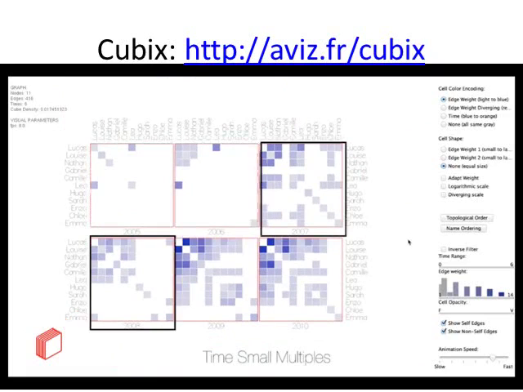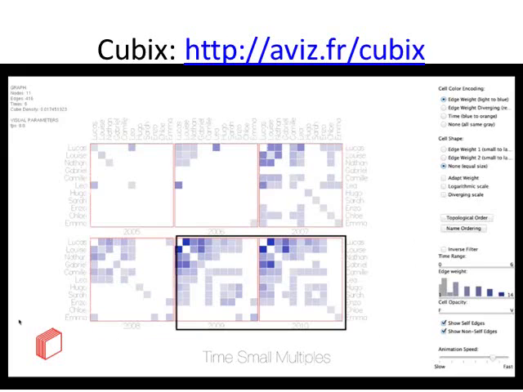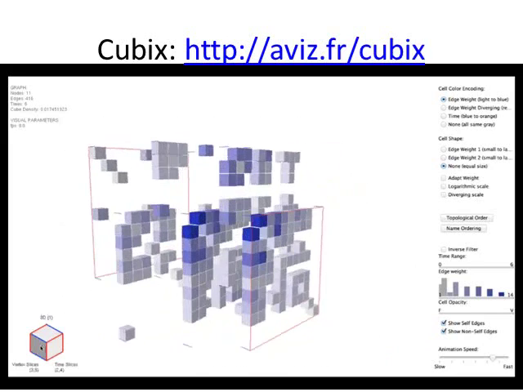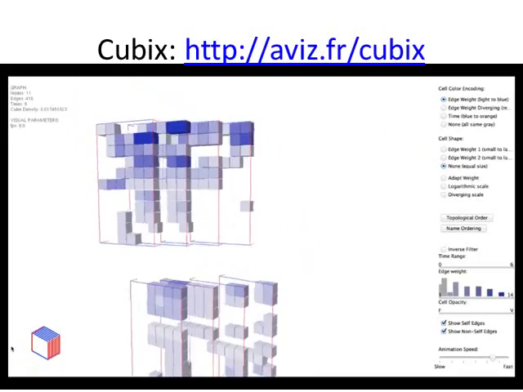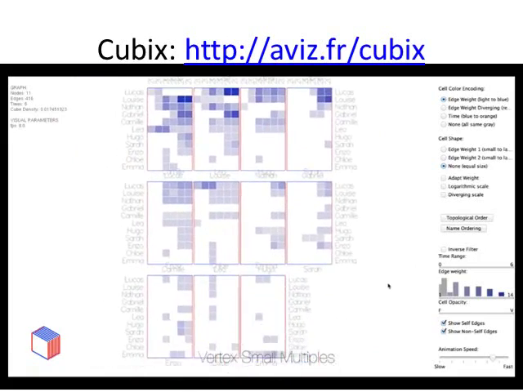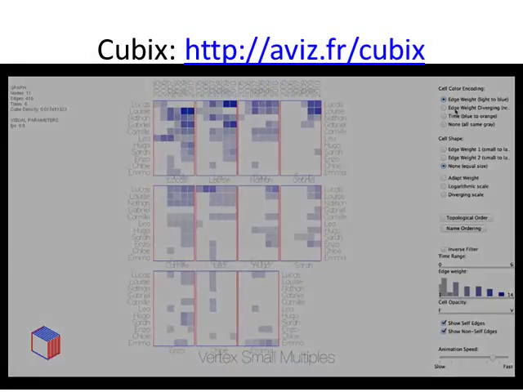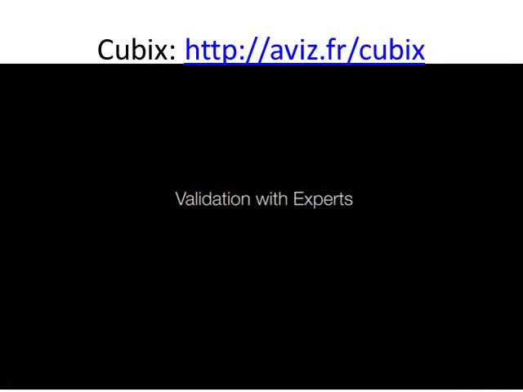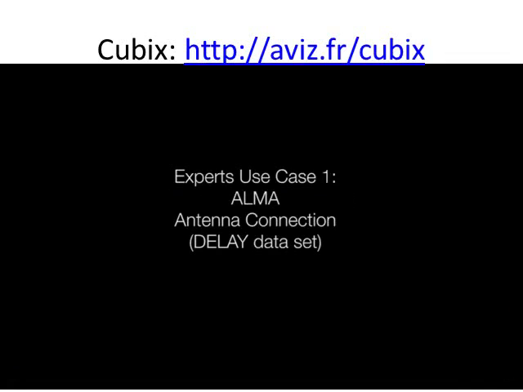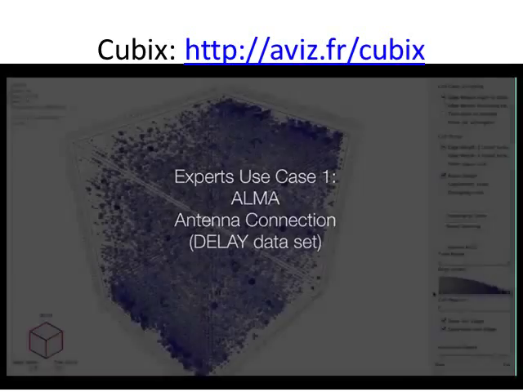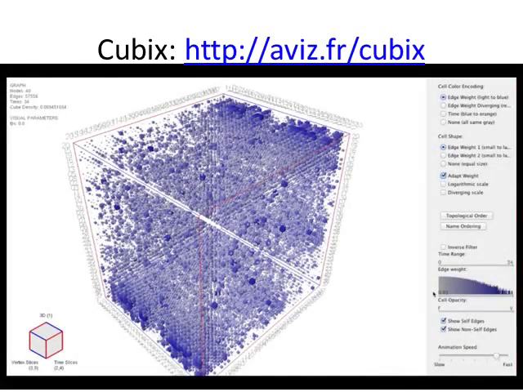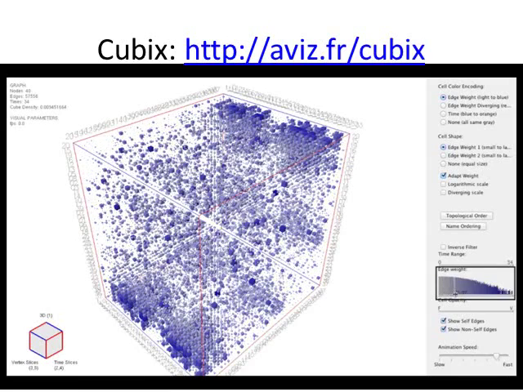And we have validated it with experts in two different areas. One is astronomy. So with the ALMA telescope, a new telescope in Chile, which is a radio telescope. And the radio telescope has 66 antennas connected to get nice pictures of the sky. And in order to tune the telescope, they have to look at the interferences or the connection between the 64 antennas. And these things have to be as even as possible, as gray as possible.